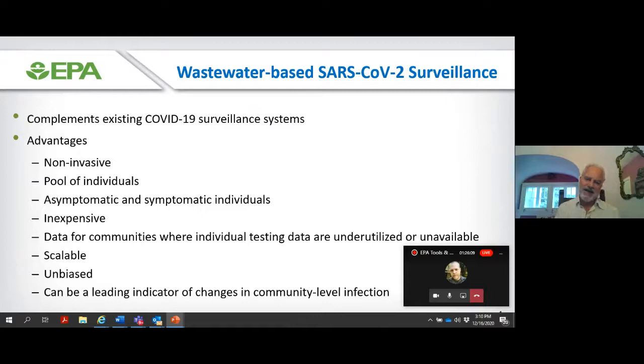The idea is that it can be inexpensive, where you can survey a large number of people simultaneously, and then based on that measure, you can go in and target subsequent individual-based testing. So it can be scalable and inexpensive because of that. And this idea of it being a leading indicator of change in community level infection, we'll talk a little bit about that with some of the data, but there certainly is evidence of that.